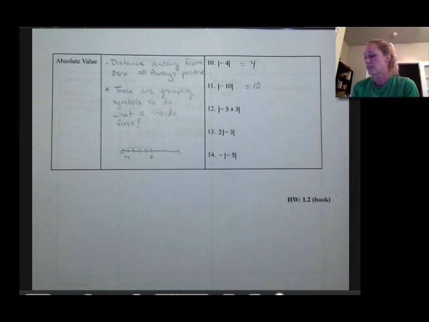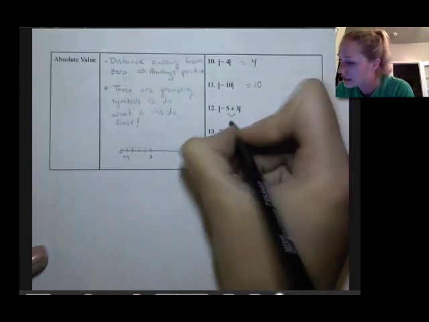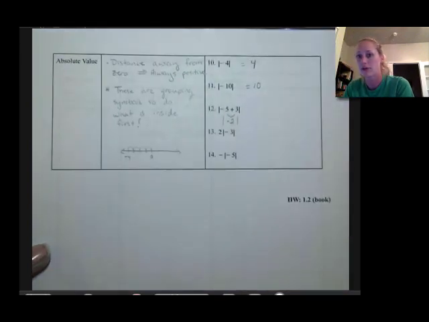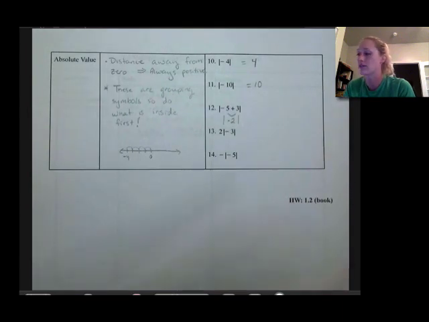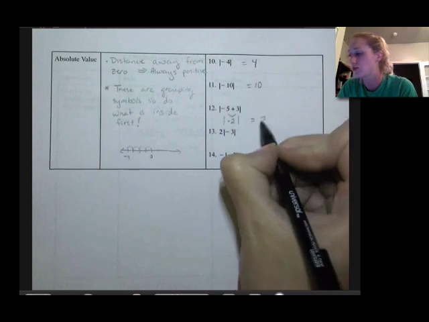Now, in this instance, number 12, we have an operation going on inside the absolute value, so I want to do that first. So negative 5 plus 3 is negative 2, and that's still inside those absolute value brackets. Now that I've simplified inside as much as I can, now I'm going to ask the question, how far is negative 2 away from 0? It is 2 units away from 0.